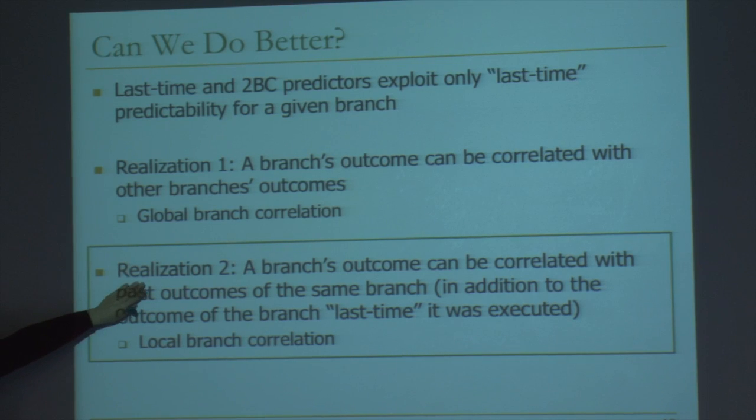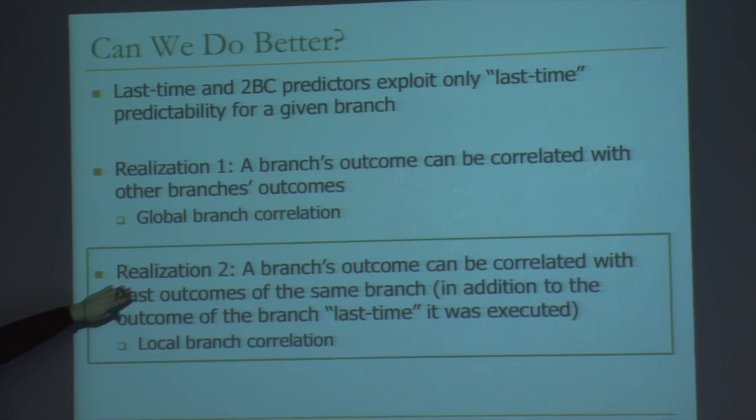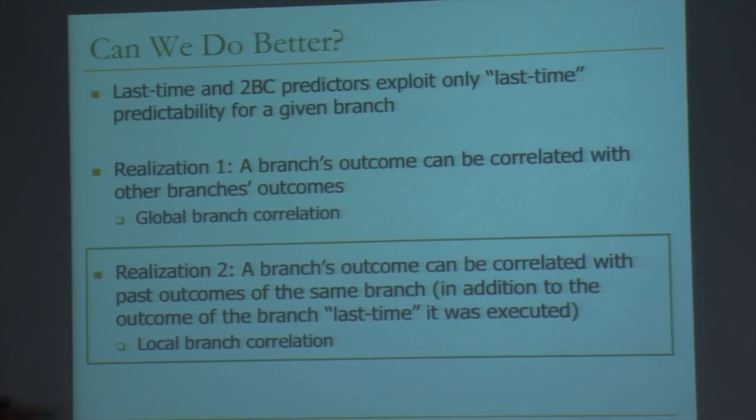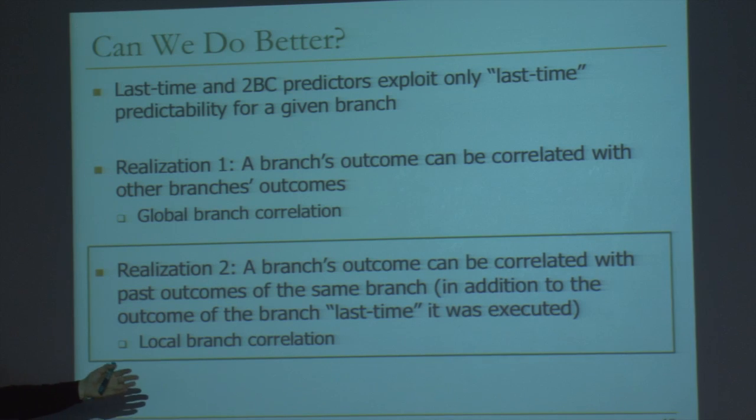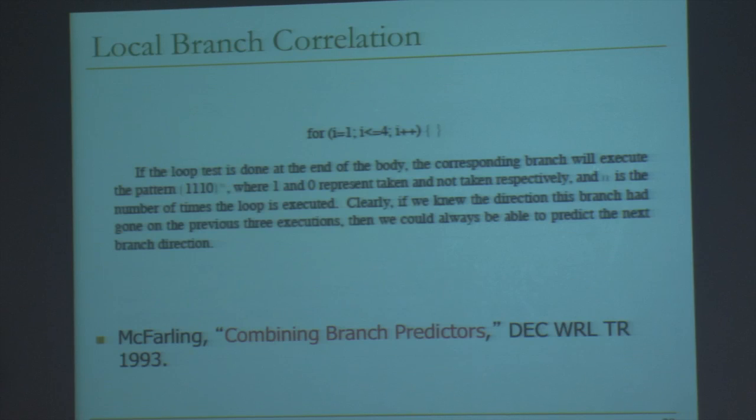Well, I'll go through this very quickly just to jog your memory. Basically, a branch's outcome can be correlated with its past outcomes, in addition to the outcome of the branch last time it was executed, for the last 16 outcomes, let's say, of the same branch. This is called local branch correlation. And this is actually good for loops in general. If you're doing something like this, actually, this explains it nicely. If you read your reading, then you can sleep right now.